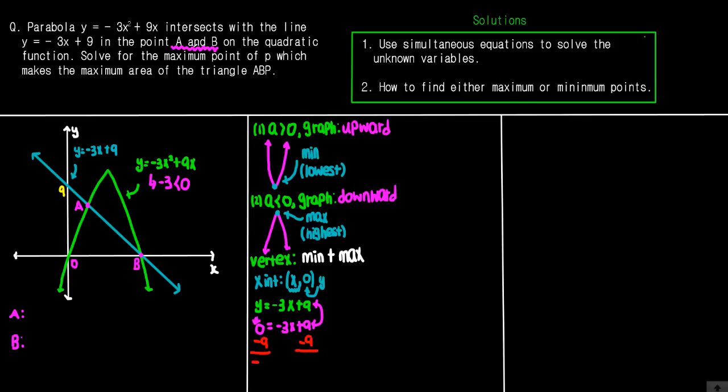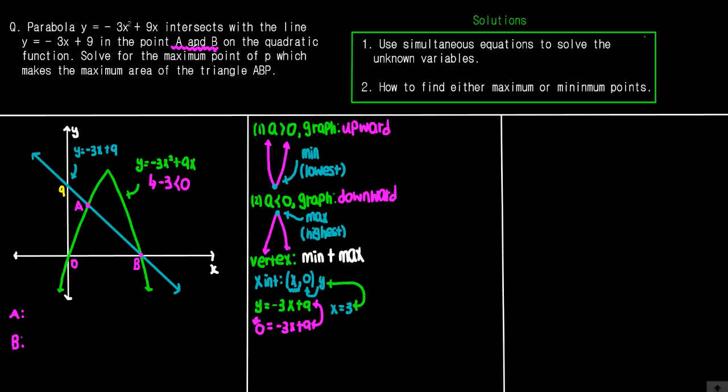So we're going to get negative 9 is equal to negative 3x. In order to solve for the x value, all you have to do is divide both sides by negative 3, which gives x is equal to 3.